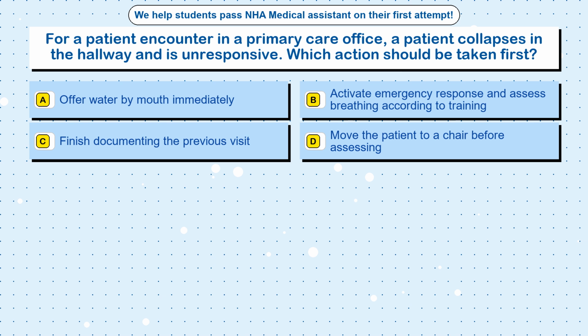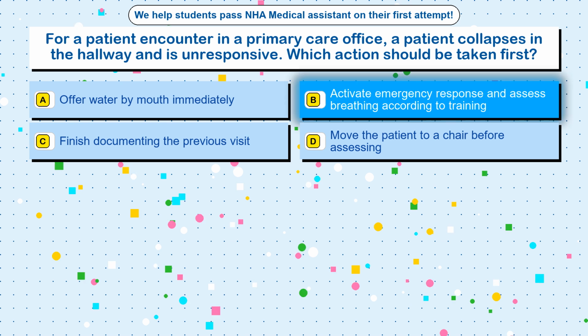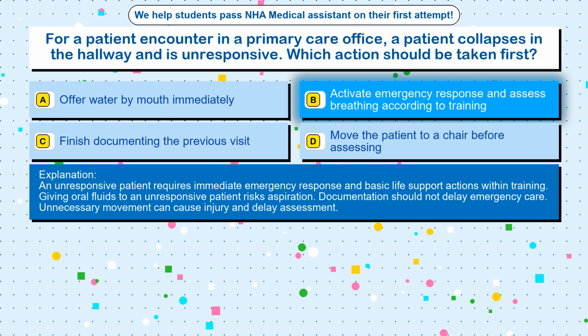Option D. Move the patient to a chair before assessing. The correct answer is option B. Activate emergency response and assess breathing according to training. An unresponsive patient requires immediate emergency response and basic life support actions within training.